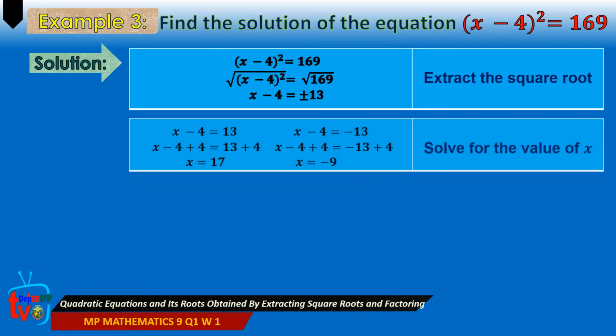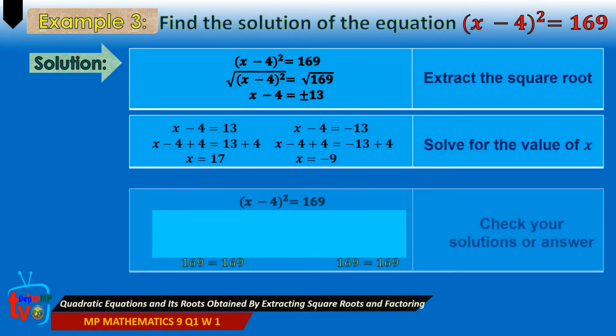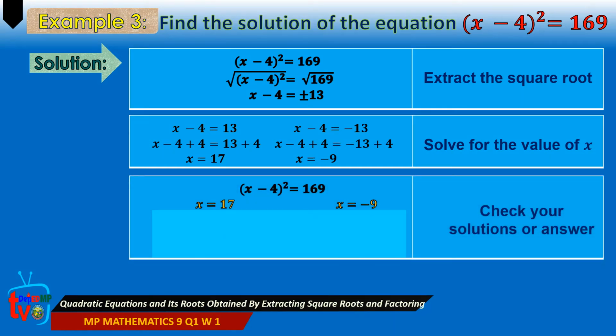So it will give us the value of x, which is negative 9. So the values of x are 17 and negative 9. To check our answers, we again go back to the original equation and substitute the values of x with 17 and negative 9. So for 17, we have the quantity 17 minus 4, the quantity squared, is equal to 169. So 17 minus 4 is 13. 13 squared is 169. So the equation is correct.